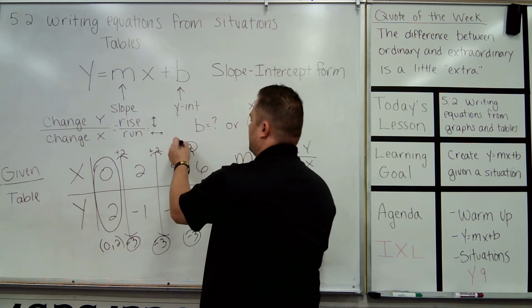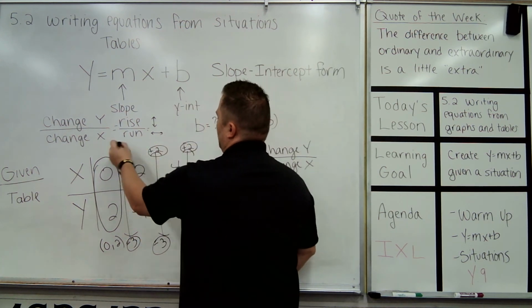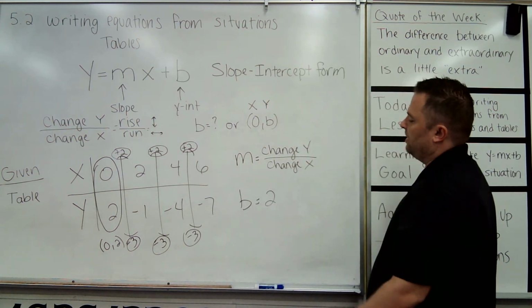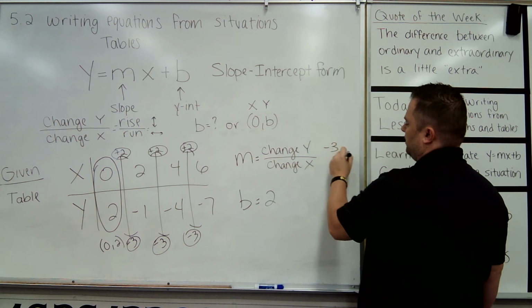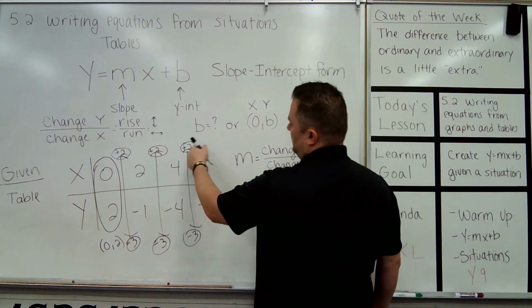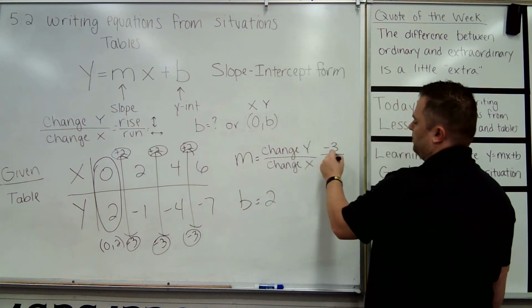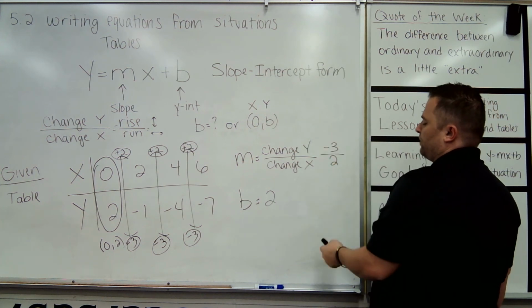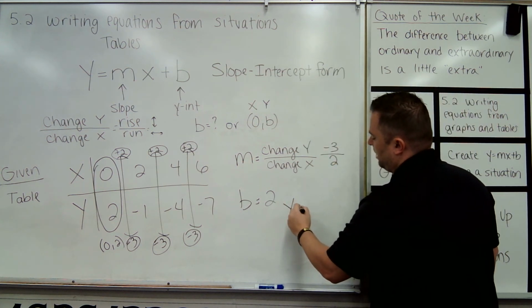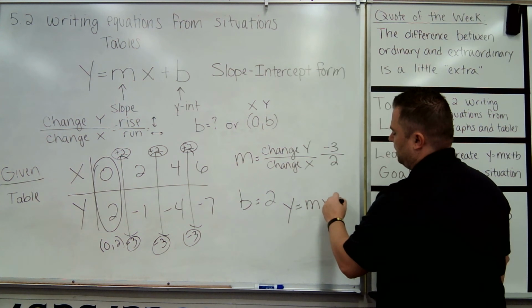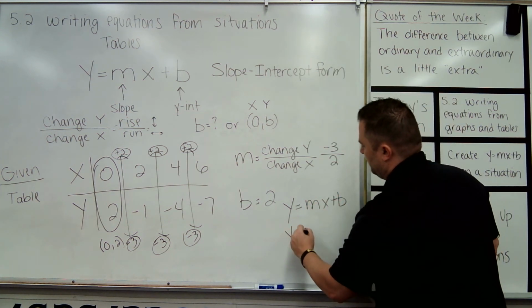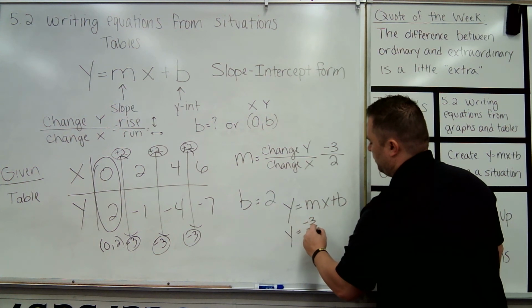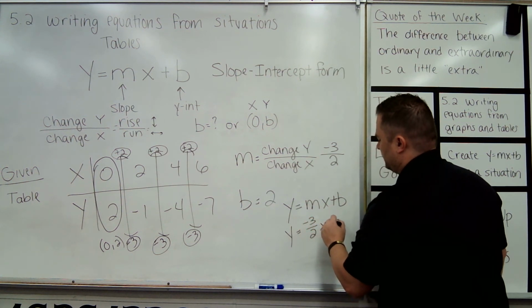Okay, I'm studying these numbers for my change in X and change in Y. My change in Y are the numbers in the bottom. I have a -3. My number in the top, meaning my change in X, is 2. My slope is -3 over 2. So if I'm making a line that looks like Y equals MX plus B, I know M, I know B. Y equals -3 over 2 X plus 2.